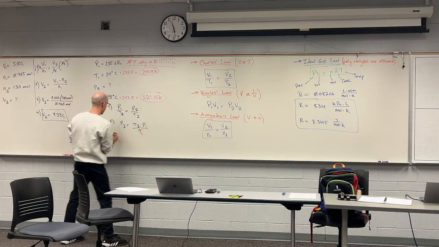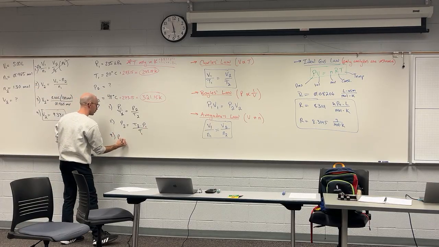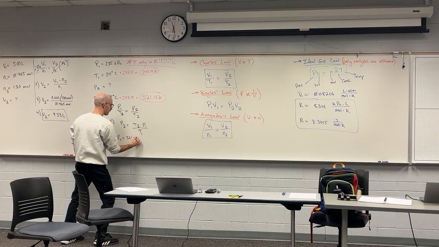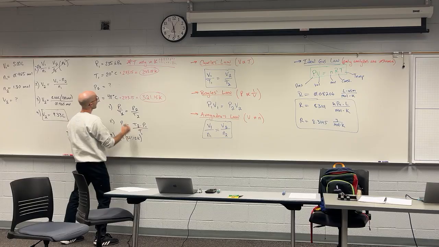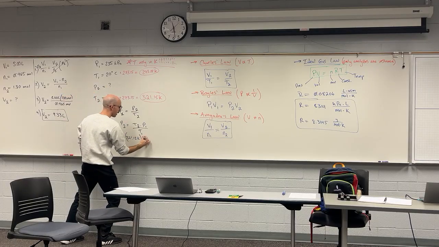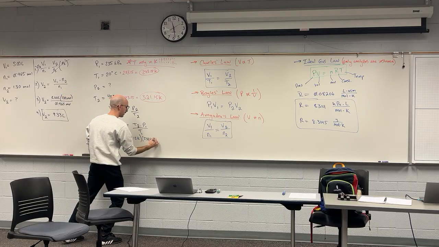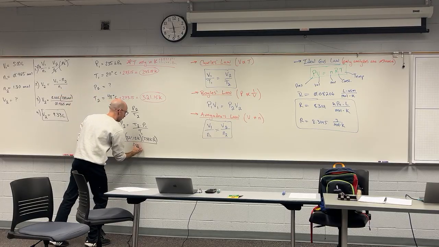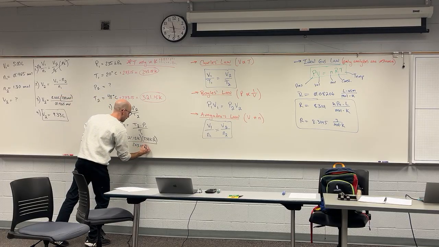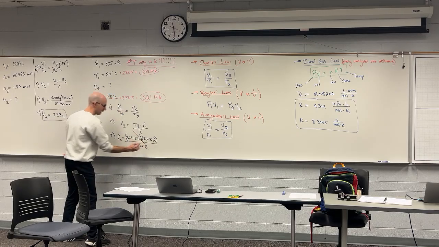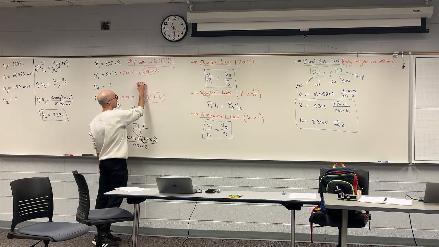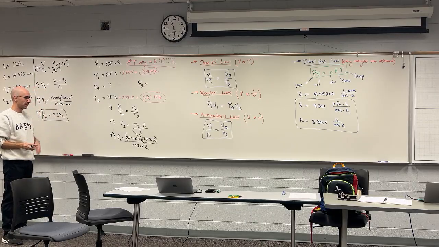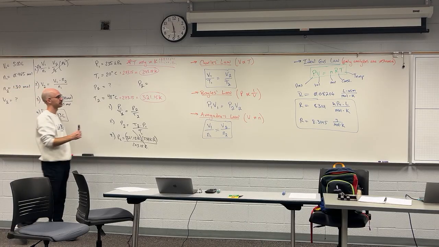All right, now we plug it in. P2 is equal to 321.15 Kelvin times 235 kilopascals divided by 293.15 Kelvin. Once again, Kelvin cancels. I'm left with units of kilopascals. What did you guys get?